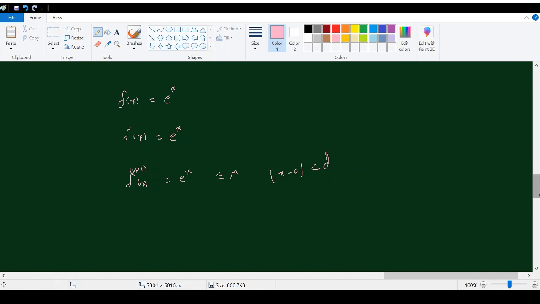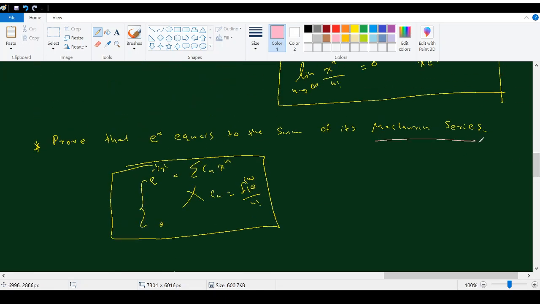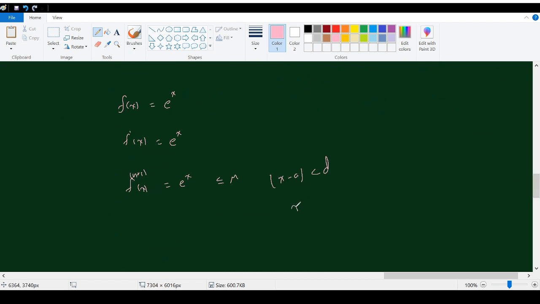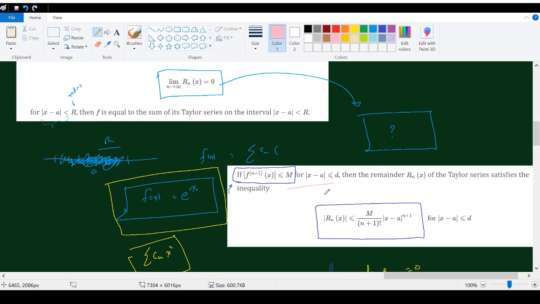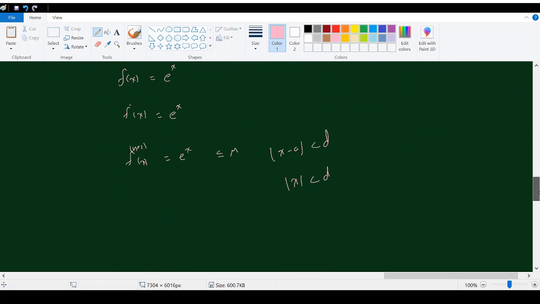Now here, as we are going to prove the existence of a Maclaurin series, our center value will be equal to 0. So basically what we need to do is this. For a given range of x, we have this inequality. Then we can say that for this range of x, this inequality is satisfied. So for that particular range, the remainder will go to 0, and when the remainder goes to 0, for this particular value, a Taylor series will exist.